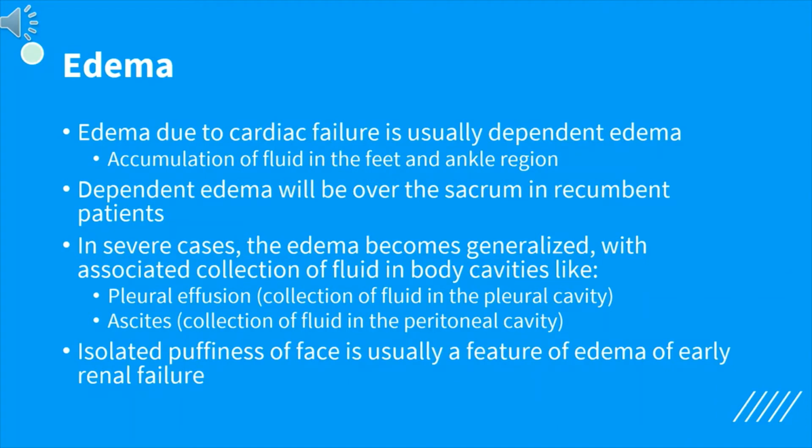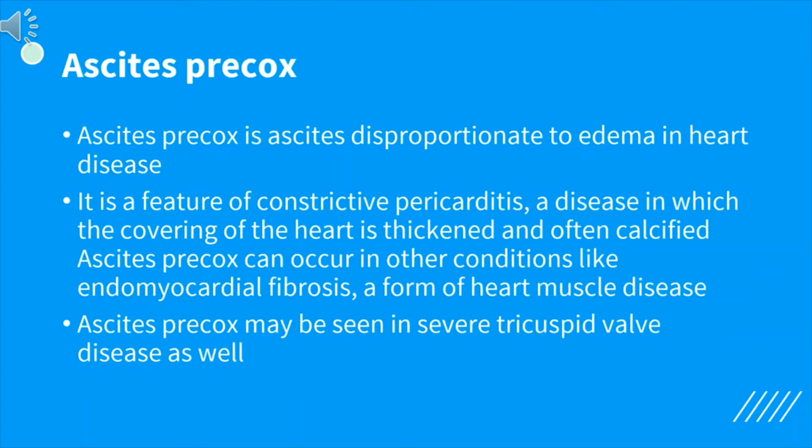Isolated puffiness of face is usually a feature of early renal failure. Ascites disproportionate to edema in heart disease is a feature of constrictive pericarditis, a disease in which the covering of the heart is thickened and often calcified. Ascites praecox can occur in other conditions like endomyocardial fibrosis, which is a form of heart muscle disease. Ascites praecox may be seen in severe tricuspid valve disease as well.